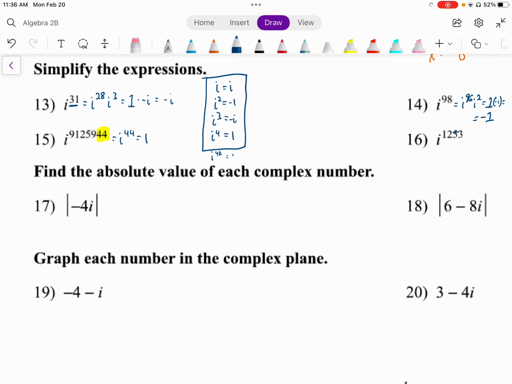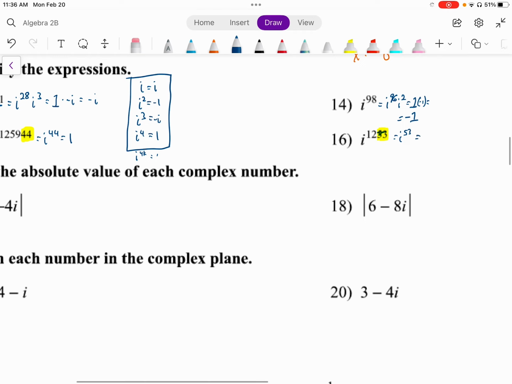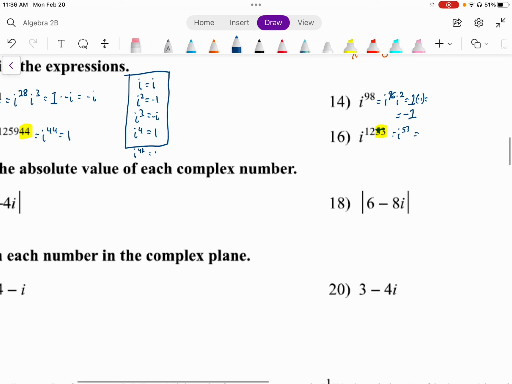Once again, we can look at just 53. i to the 53. Highest multiple of 4, I think, is 52, because 48 is a multiple of 4, then add 4, 52. So we can say this is i to the 52. 53 minus 52 is 1. i to the 52 is just 1, because any i to a multiple of 4 is 1. And i to the first is just i. So number 16 is just i.